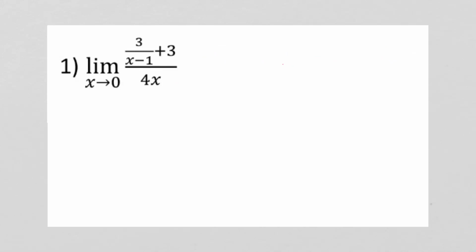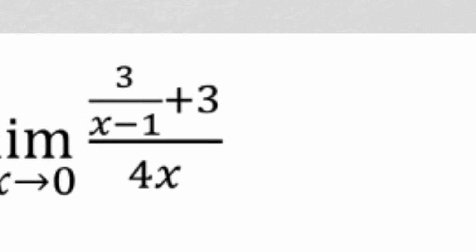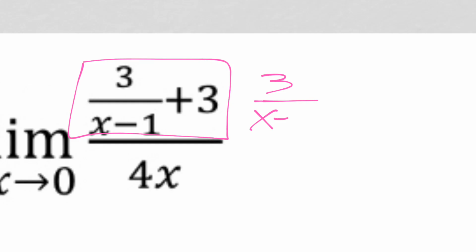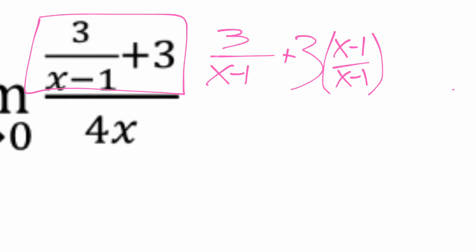To do so, we're going to use one of our limit finding techniques, which is finding a common denominator for the numerator. So leave that 4x on the bottom. Let's focus on the numerator. So we have 3 over x minus 1 plus 3. We need to find a common denominator, which means we need to multiply that 3 by x minus 1 over x minus 1.